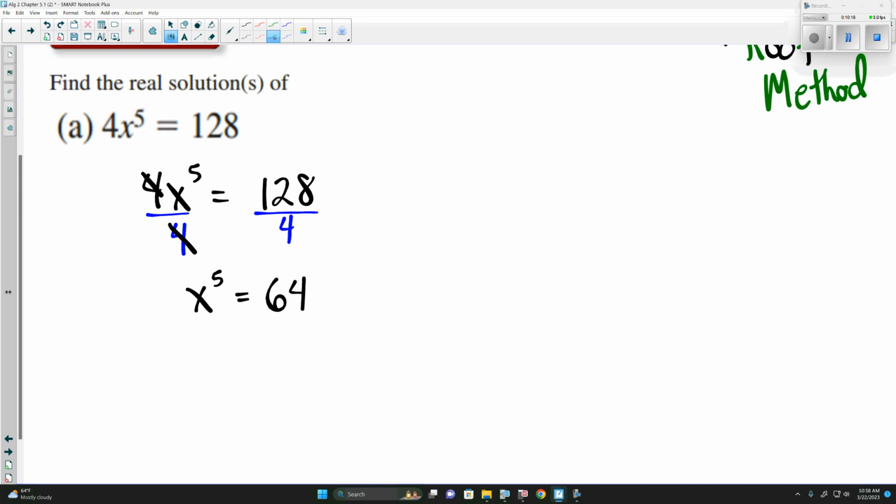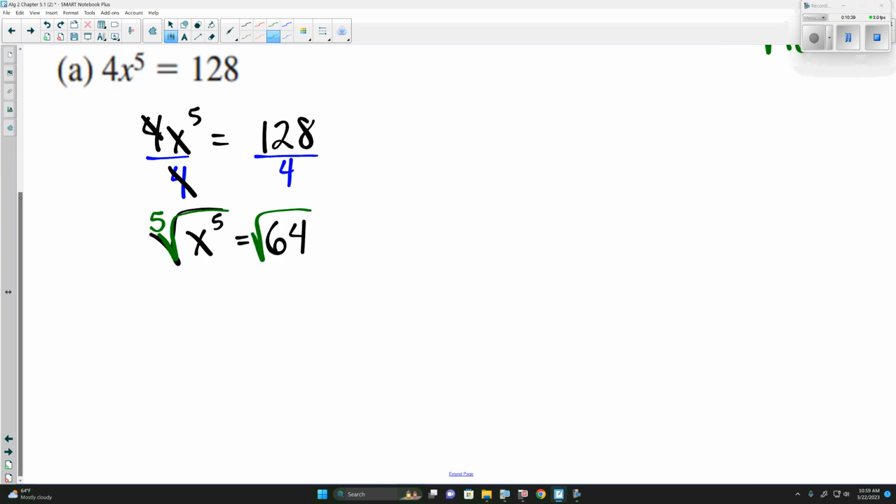Now at this point here, when we were using the square root method, we would square root both sides. So we take the square root of both sides of this equation here. Now would the square root simplify our x to the fifth? No. So instead of taking the square root, we would take the fifth root, because the fifth root of x to the fifth is indeed going to be x. Right, so we take the fifth root of the left side, fifth root of the right side.